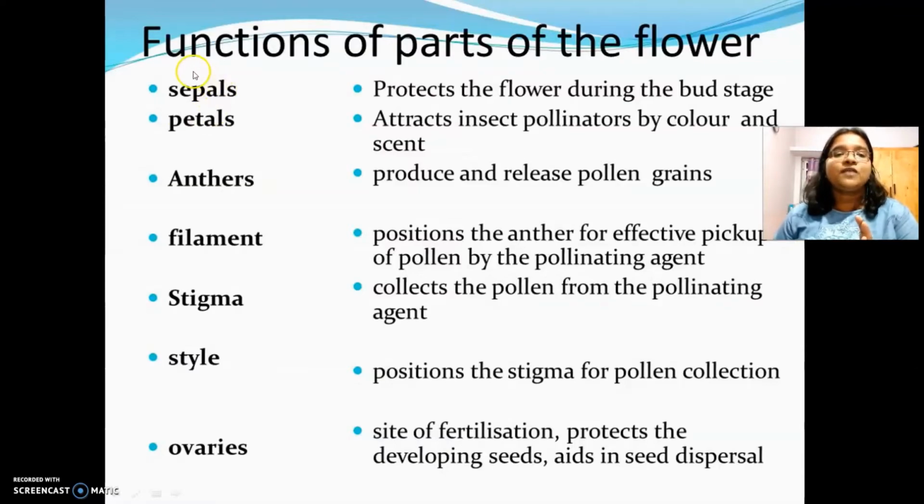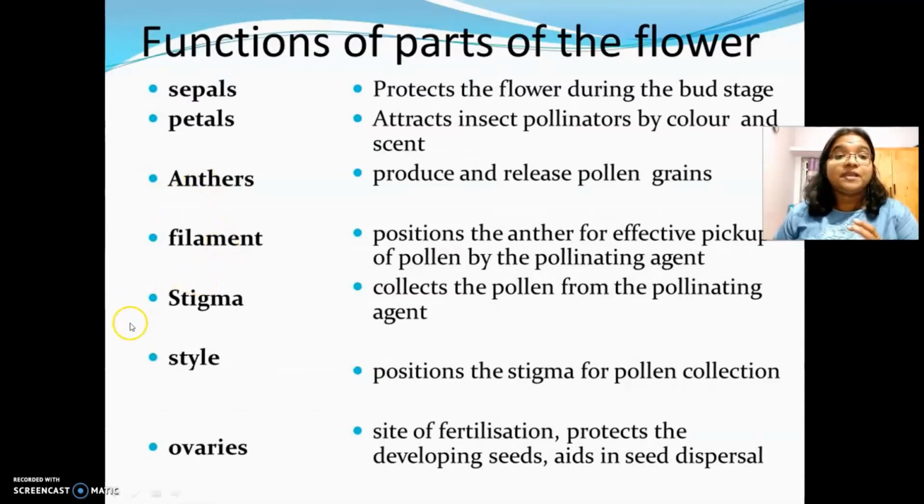The outermost one, which is made up of sepals, is called calyx. Inner to the calyx, corolla is present. Corolla is made up of petals. Then the third whorl, which is the male reproductive part, is called androecium. And androecium is made up of numerous stamens. Each stamen has an anther and a filament.